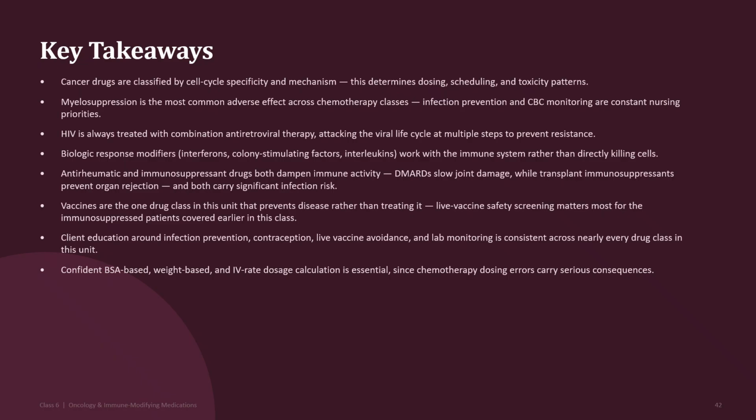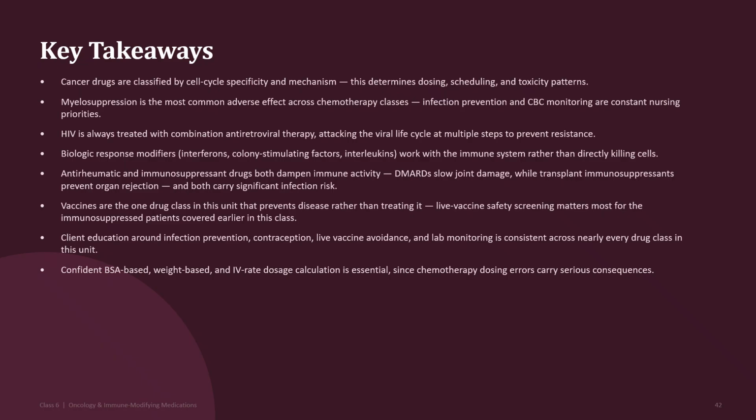So first, almost every medication that we discussed today does one of two things. It either kills an abnormal cell or it turns the immune system up or down. If you can categorize a medication that way, you already understand its likely effect profile. 2, myelosuppression is the thread running through nearly the entire cytotoxic side of oncology, which makes infection prevention and CBC monitoring a near universal nursing priority in this population of patients.